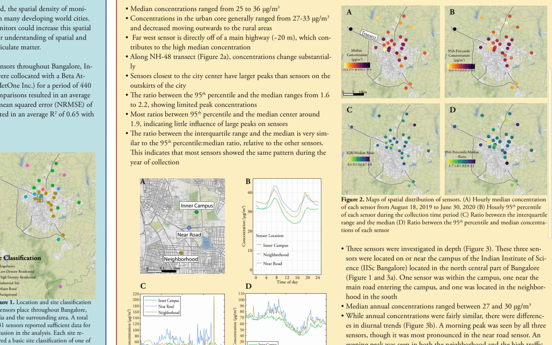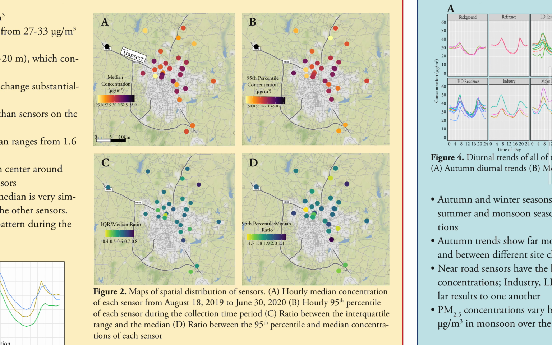Figure 2 highlights a comparison between the median and 95th percentile of the year-long data set for all 31 sensors. As can be seen here, the median concentrations range between 25 and 37 micrograms per cubic meter, about 2 to 3 times the WHO level for healthy air.